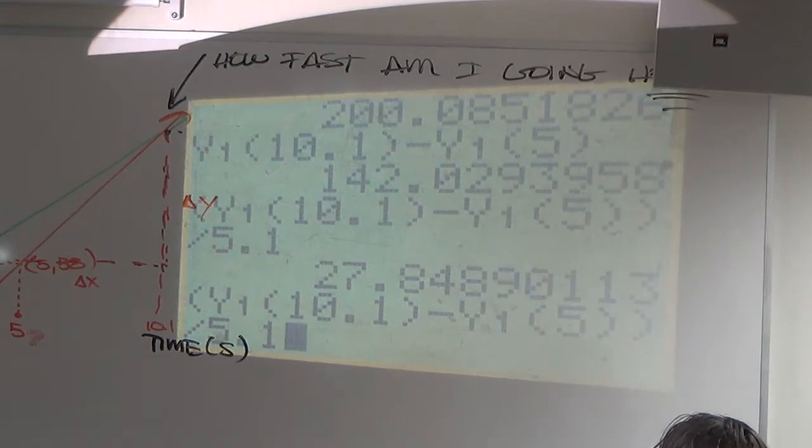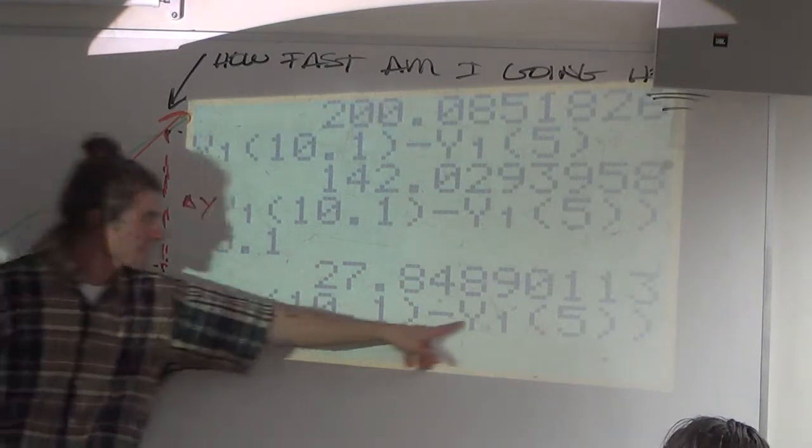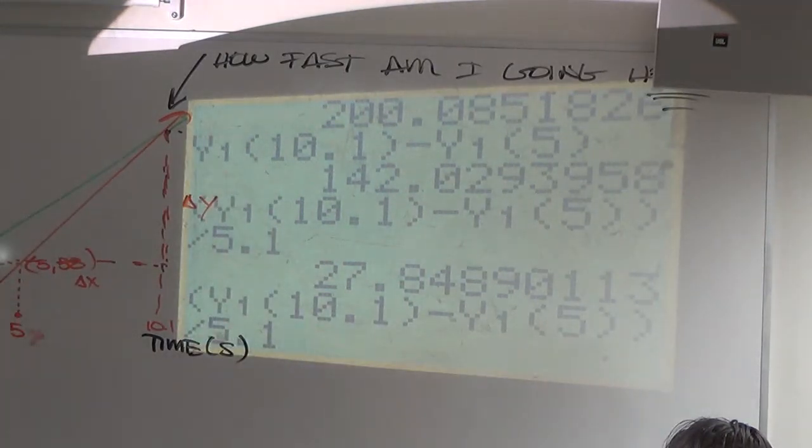All we got to do now is go in and edit all of that stuff. Y1 of 10.1, is that going to change? No. That's the finishing point. That's going to stay there. What's this guy going to become? Y1 of... it's going to be 8.1, yes?